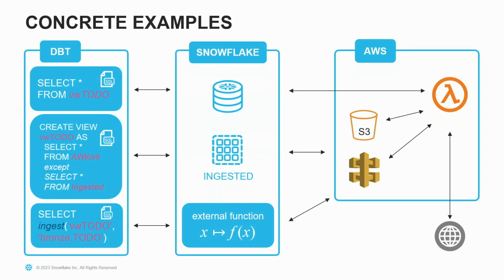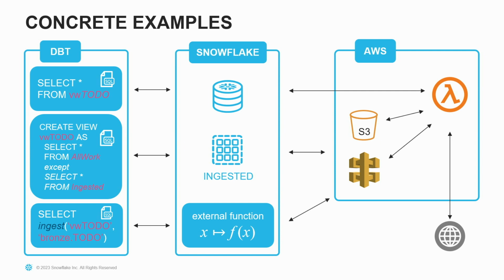So let's look at a concrete example. In DBT, we created a DBT model, and we're calling this model todo. And we've defined it as a series of select statements. We select from all the work that we want, or all the data we want to be ingested. And we add an except clause and say, we don't want the stuff that we've already done. Right? And DBT, when you run that model, will create this view.